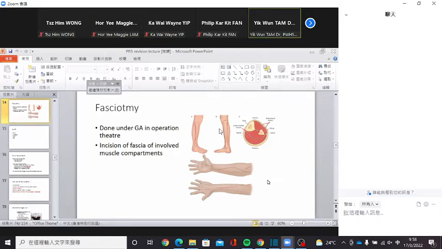Any questions? Or sometimes the patient is in a prolonged position compressing on a particular muscle group, then the muscle group could also swell up. In those cases, you will have to open up the fascia and release the muscle as well. So for fasciotomy, it has to be done under general anesthesia in the OT and inside the fascia of the involved muscle compartment to release the muscle. You may see the muscles bulging out. And this is the classical incision lines for the forearm as well as the lower limb. But I think this will be covered a bit more in your orthopedic module, so I'm not going to repeat over here.